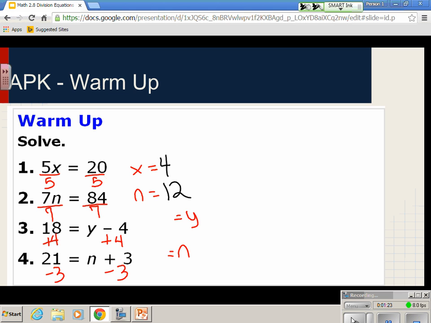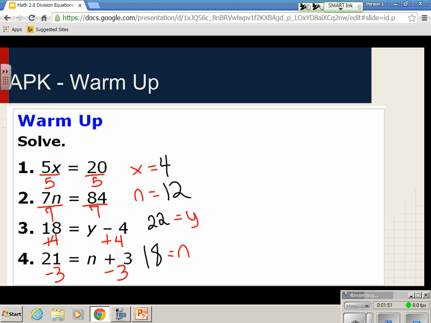For 3, we had y minus 4. The opposite of minus is plus, or addition. So to undo the minus, you add 4 to both sides, and you get 22. And finally, the last one is 21 equals n plus 3. To get rid of the plus 3, you subtract 3. Do that to both sides, and you get 18.